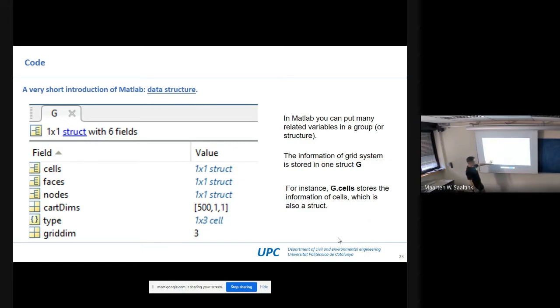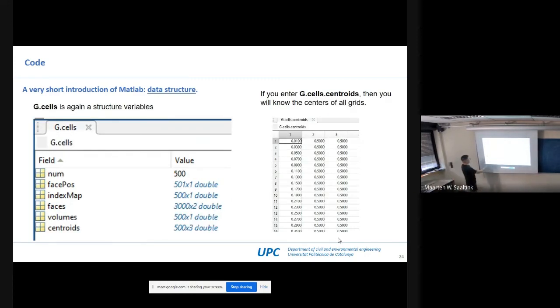If you enter G, the cell, you will know the cell's information. Now let's go to the cells. For instance, we can know the cell's volume. The number of cells is 500, so we have the volume, and the centroid is the center of the cells. If you enter these cells' centroids, you will know the center of all the cells in the X, Y, Z directions. So this is the method of the data and the function.